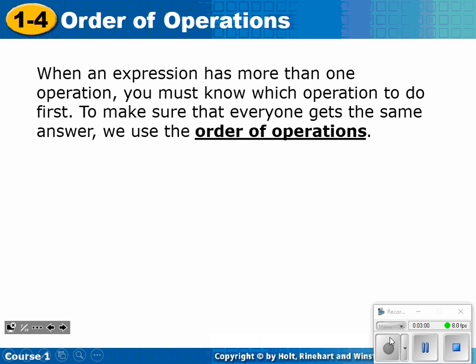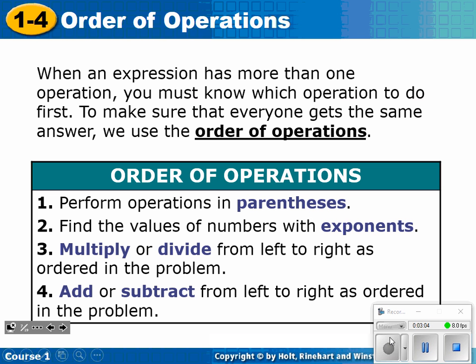Well, we have a really fun little way of doing it. Some people call it PEMDAS or whatever. But the first thing we do is parentheses. Please. We call it please. Find the values with the exponents. Excuse. Multiply or divide from left to right.